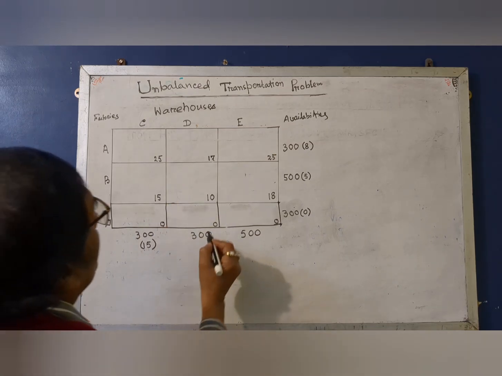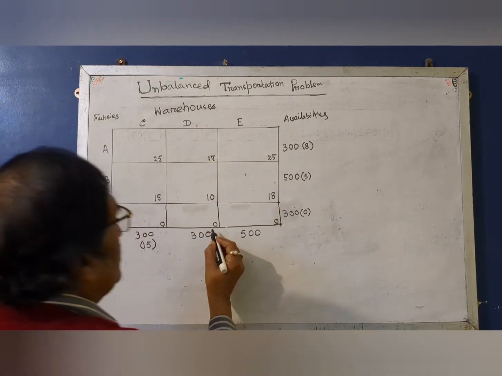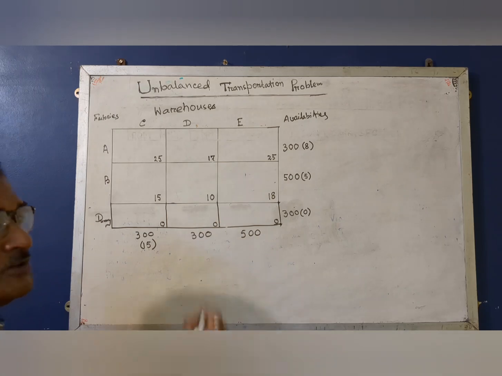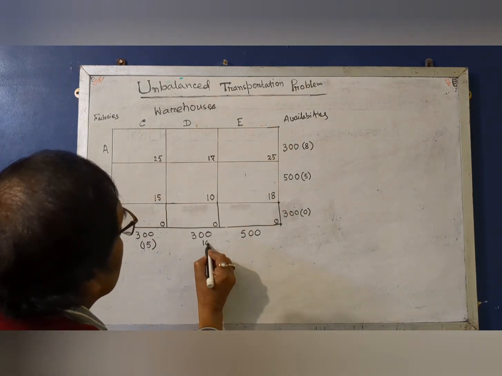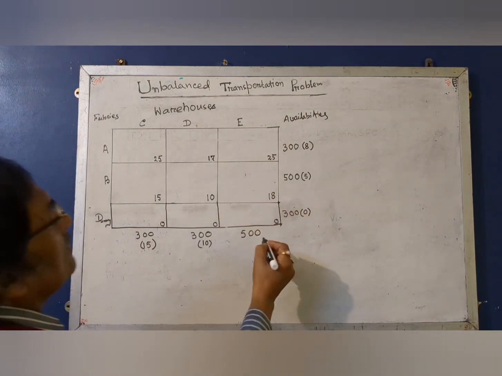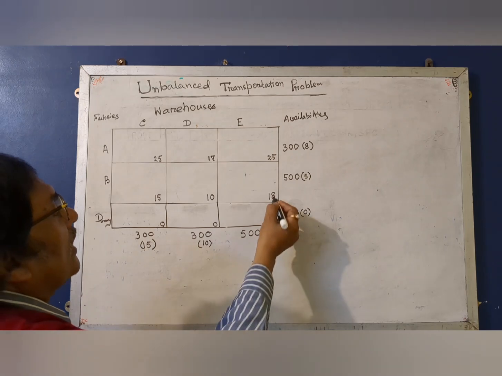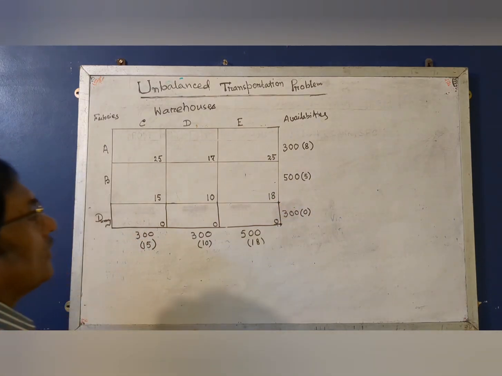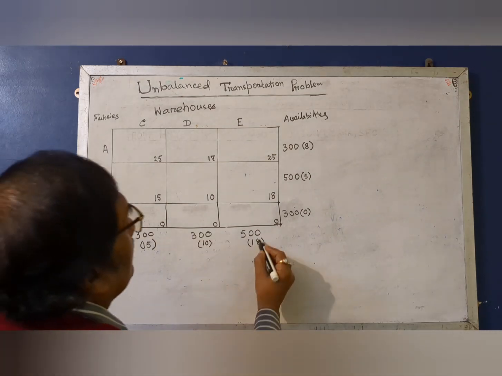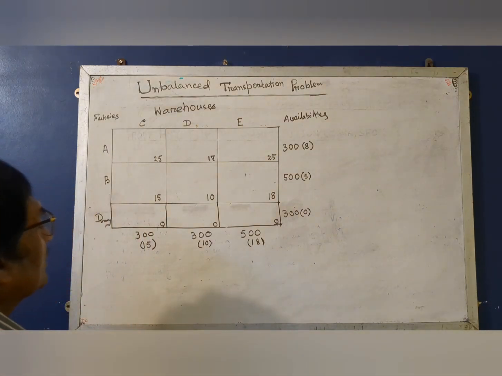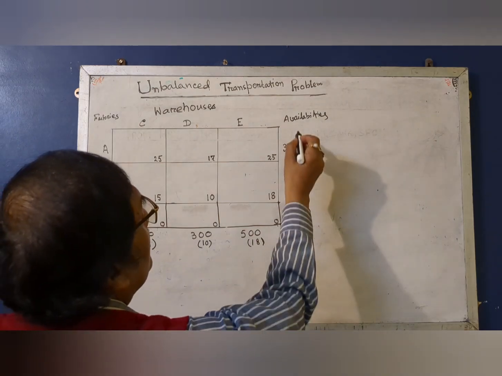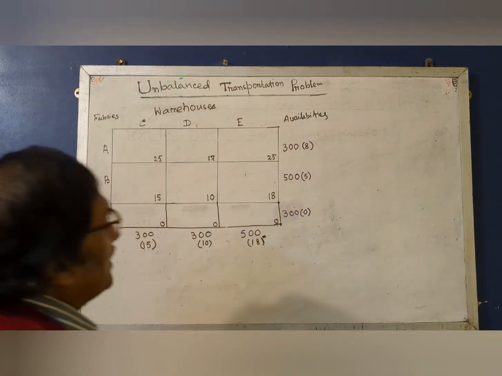Okay. Now for the second column, the lowest cost is 0 and the immediate lowest cost is 10. That's why the difference is 10. And for this one, the lowest cost is 0 and the immediate lowest cost is 18. That's why the difference is 18. After finding these differences, you check where the highest difference value is. In this case, 15, 10, 18, the highest difference is 18.